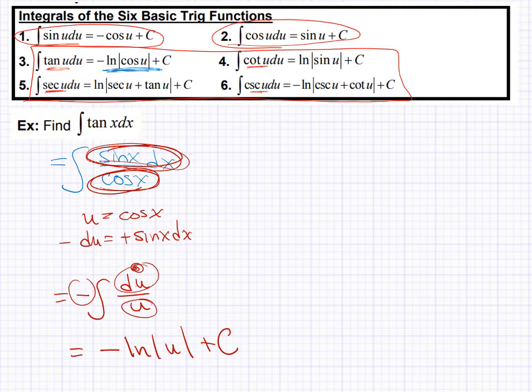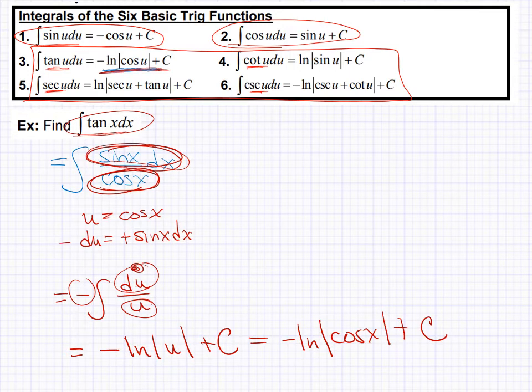Well, what is u? U was cosine x. So there you go. That's where it comes from. Now you can just do that every time you have to do the integral of tangent, but I think you would benefit from committing this one to memory.